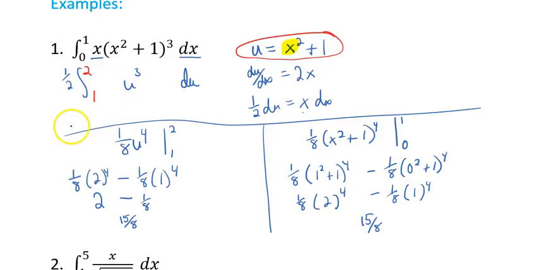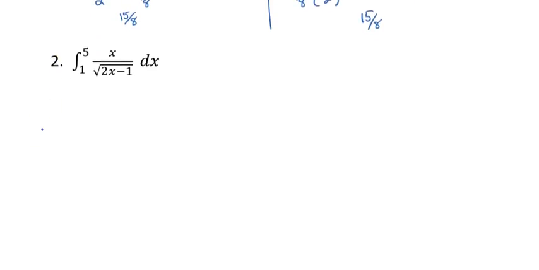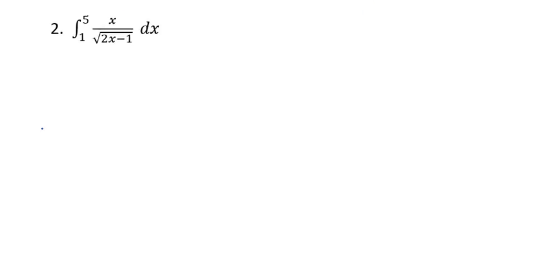So let's go to our second example. And if you want to try this now, this will be a good time to pause. Okay, so looking at number 2, choosing my u, I'm going to choose the 2x minus 1.